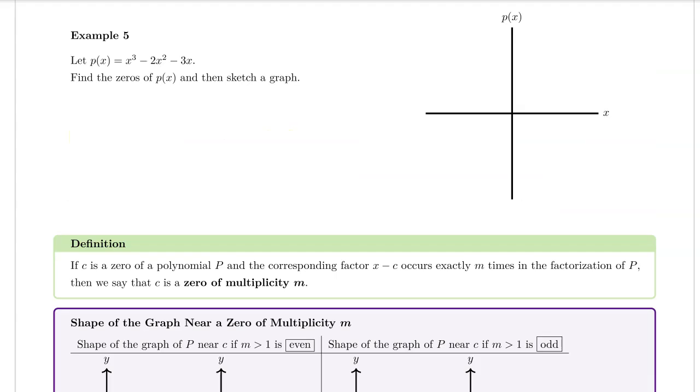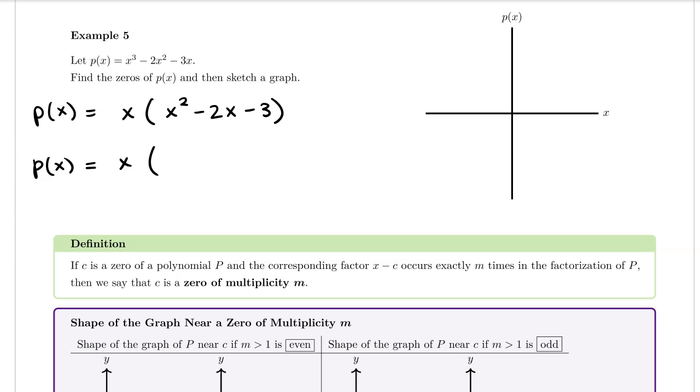Example 5 says, let p of x equal x cubed minus 2x squared minus 3x. Find the zeros of p of x and then sketch a graph. Now notice that in p of x, every term has an x in it. So it turns out that I can factor out an x, and I'd be left with x squared minus 2x minus 3. Now, the thing that's left over in the parentheses is a quadratic, and it's one that's nicely factorable.